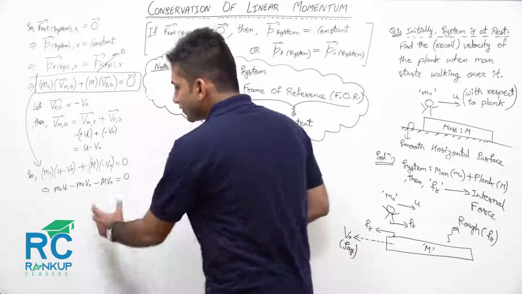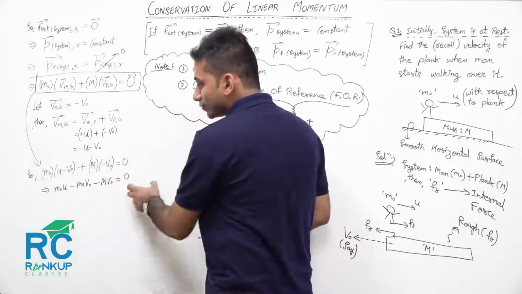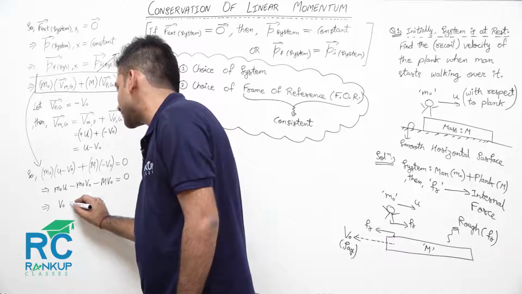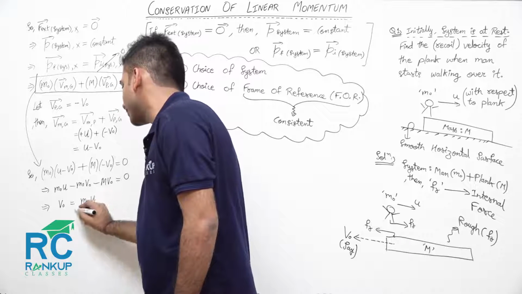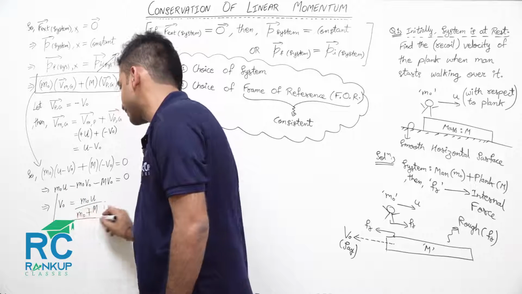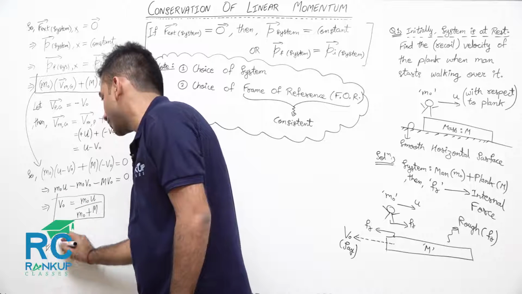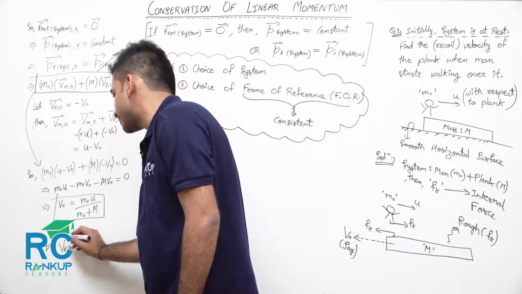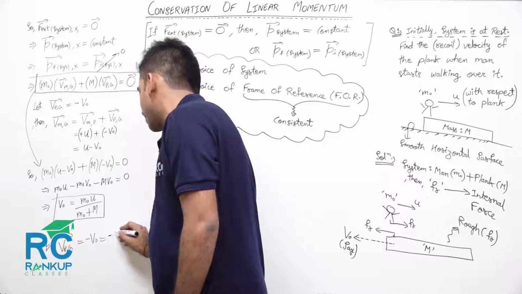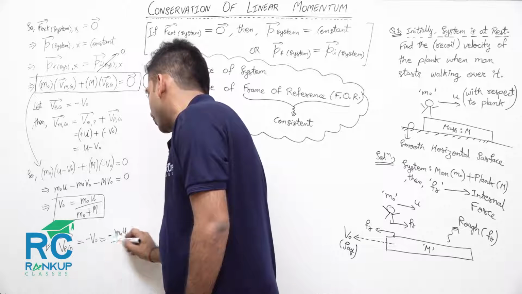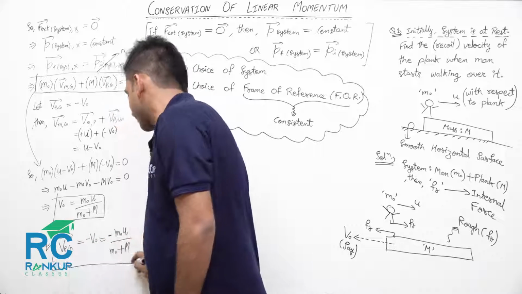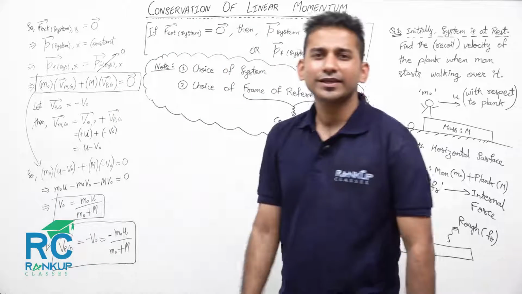So you can shift these v0 terms over that side, so both of them will become positive. So you will get the value of v0 as m0 u over m0 plus capital M. And the velocity of plank with respect to ground will be equal to minus v0. So that will be equal to minus of m0 u over m0 plus capital M. Is it fine? Easy problem?